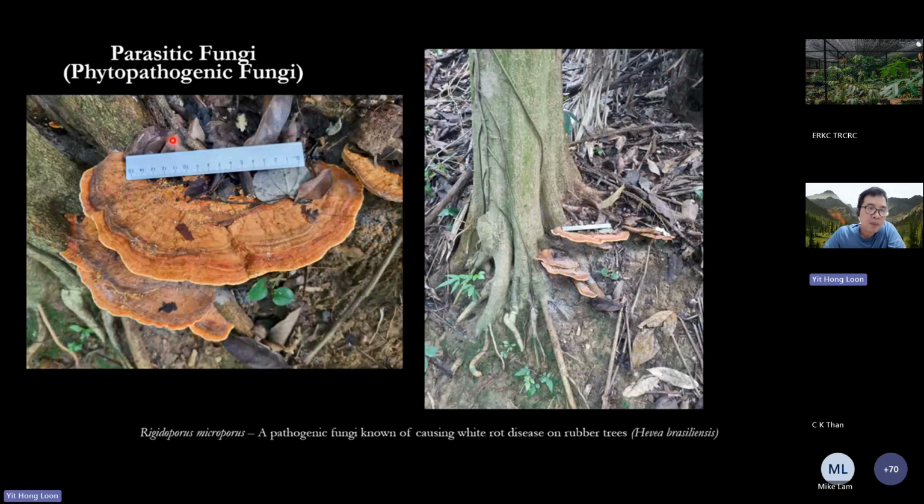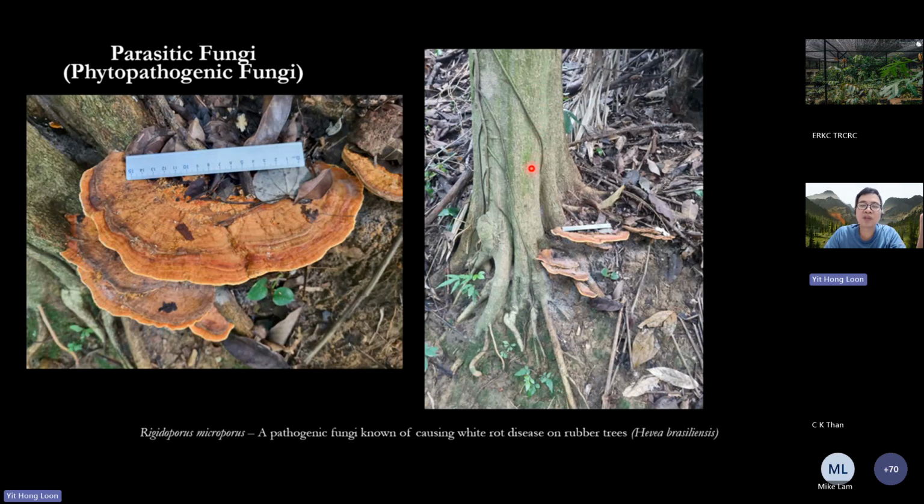The next parasitic fungi is phytopathogenic fungi. This is Rigidoporus microporus, growing on a living tree. So different from the saprophytic fungi, which grow on dead trees, so they only recycle back the organic matter. But this type of fungi actually attacks the living tree and then eventually it will kill it.